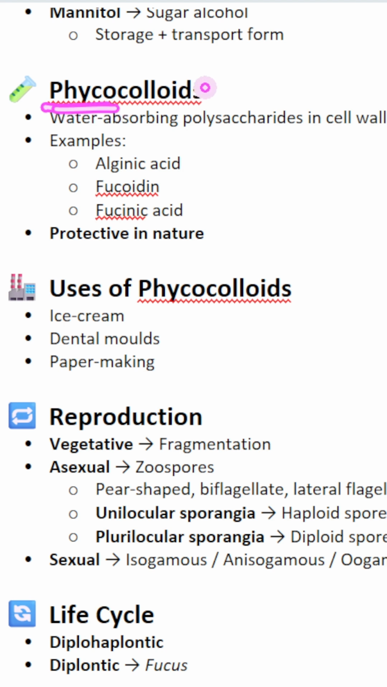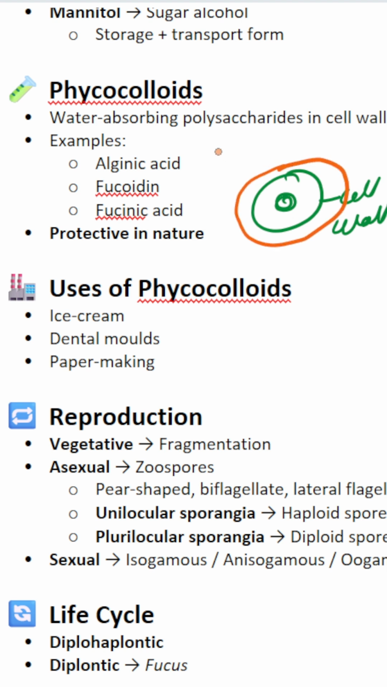Normally in brown algae we find a special chemical present, that is called phycocolloids. Phyco means, as we all know, algae, and colloids are different chemicals that help in protecting them. These are water-absorbing polysaccharides present on the cell wall. Suppose this is the algae, and the cell wall is present here. In addition to the cell wall, we find a special covering present, and this covering is called phycocolloids. And these phycocolloids are polysaccharides in nature.